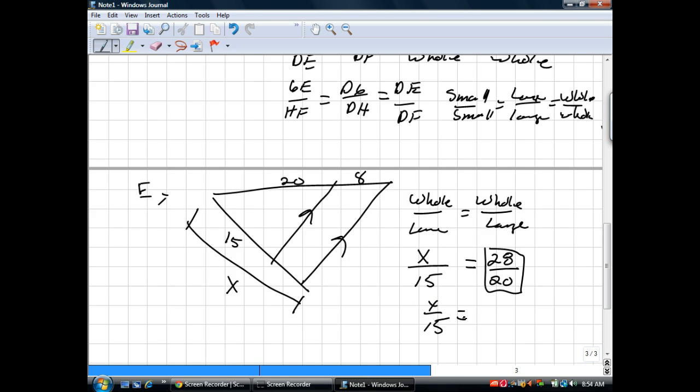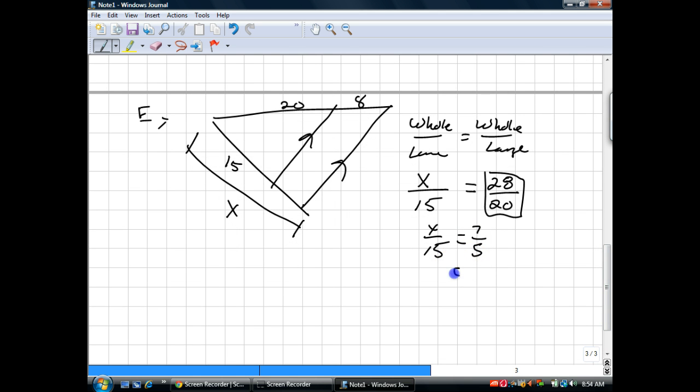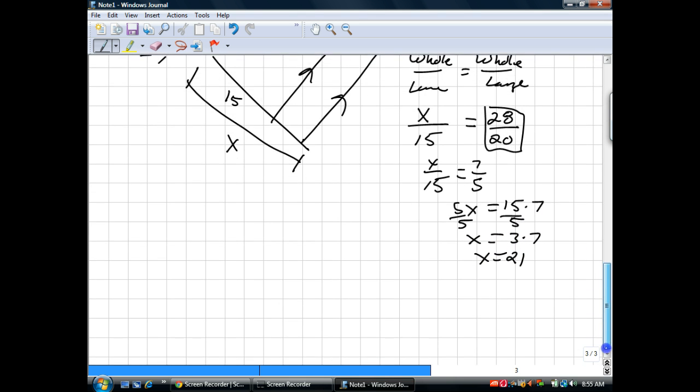Let's go ahead and reduce this ratio, because that's actually going to end up being our scale factor. So 4 goes into both of those, so we have 7 over 5. So we get 5x equals 15 times 7. Divide by 5. x equals 3 times 7, or x equals 21. Okay, so that's one of the ways that we could use the proportion.